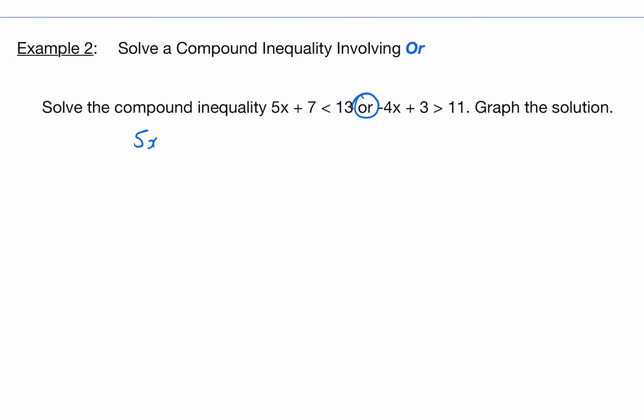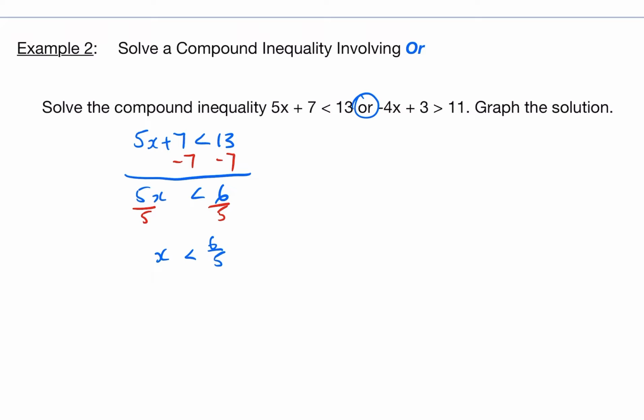We've got 5x + 7 is less than 13. To solve this, we're going to subtract 7 from both sides. When we do, we're left with 5x is less than 6. Then we're going to divide both sides by 5, and we're left with x is less than 6/5. So that is one of the solutions.